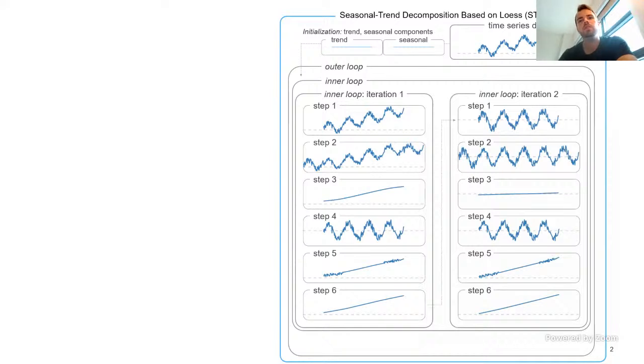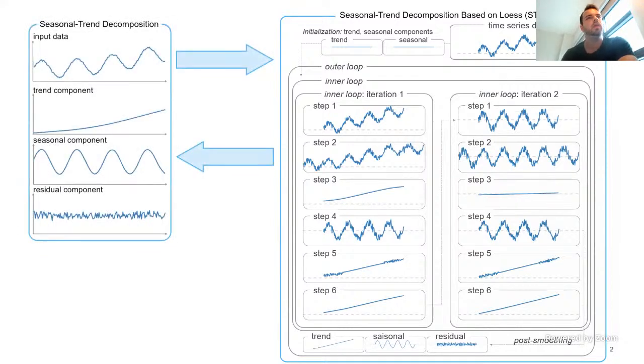And afterwards, these 6 steps and the post-smoothing lead to our desired components, which are a trend component, a seasonal component, and a residual component. And here on the left, you have an example. Here we have some input data. You have a trend component, seasonal component, and residual component. This is an additive decomposition.